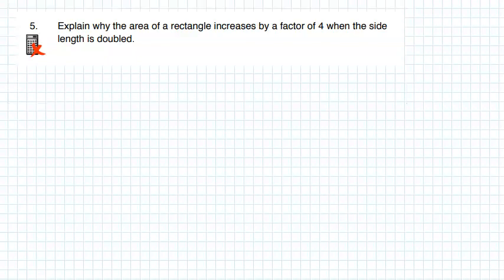Now this question says explain. Generally this kind of question doesn't come in the exam by itself, but it can come as part B if you're solving a question. It's asking why the area of a rectangle increases by a factor of 4 when the sides and the length are doubled.